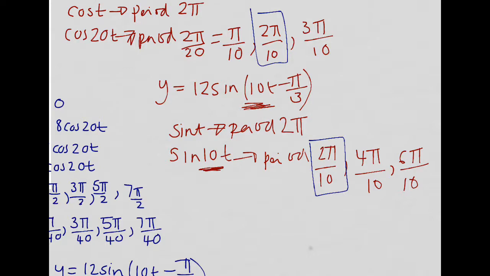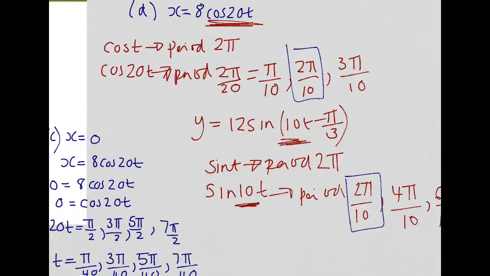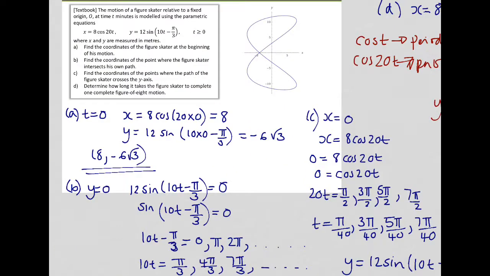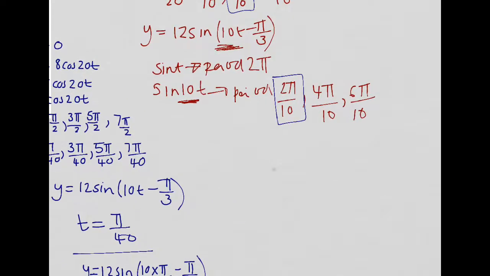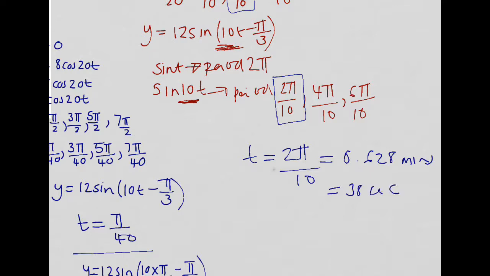So once it's happening in both, we then can therefore say, to answer my question, determine how long it would be, t equals 2 pi over 10. And you would want to put that into your calculator. It would be 0.628 minutes, and you can work that out as 38 seconds.